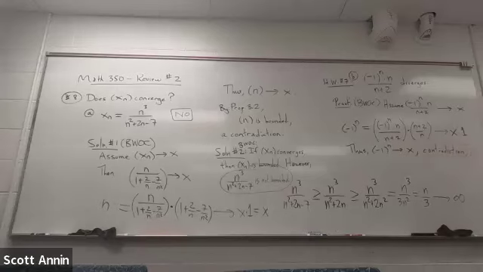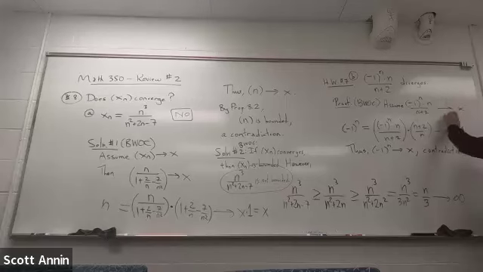So this is the way I like to do it. Notice I'm not having to use an epsilon and N argument. I'm literally just saying, by way of contradiction, suppose it does converge, and then use the limit theorem. So this is where the limit theorem is being used, right here.